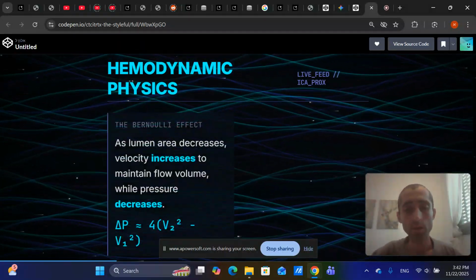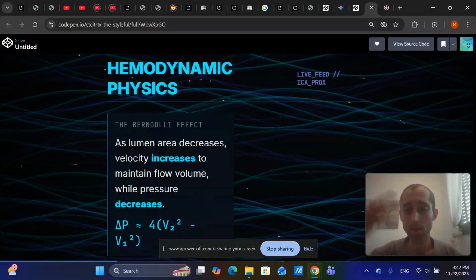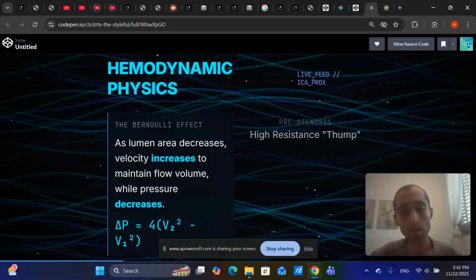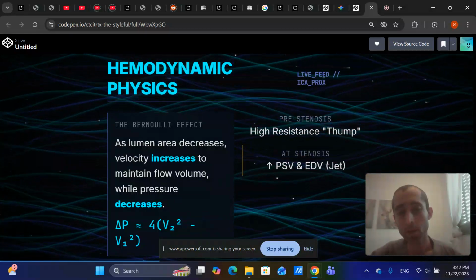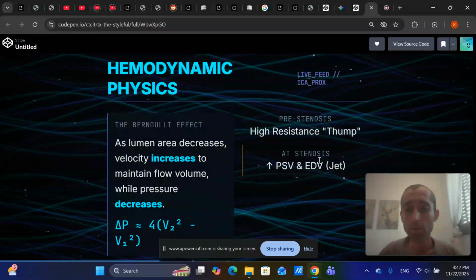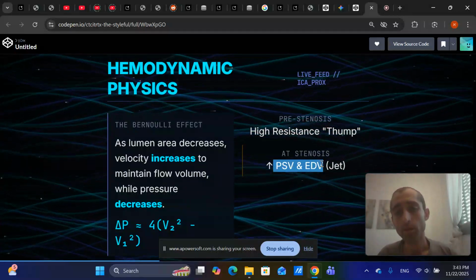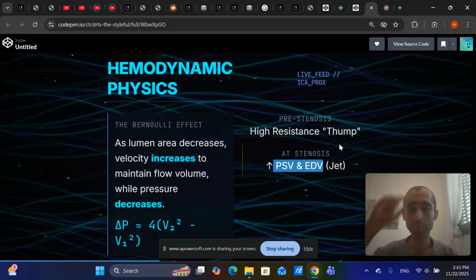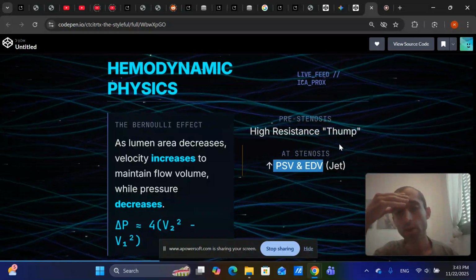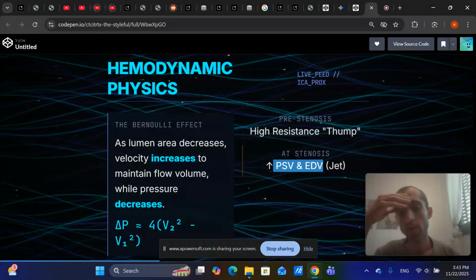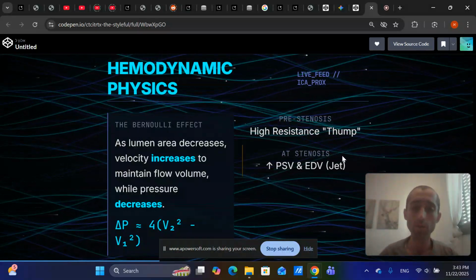So you can see here the Bernoulli equation and all the things that tell you why. So this is the thing we will measure the most, which is peak systolic velocity and end diastolic velocity. We will base on them in defining what is the grade of the stenosis. You will see it in a minute.